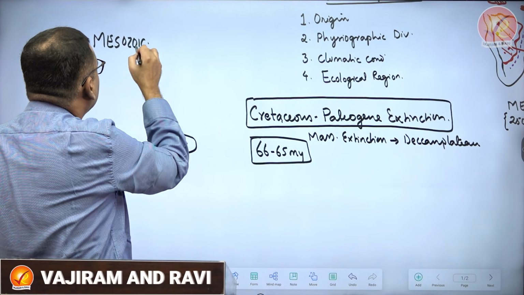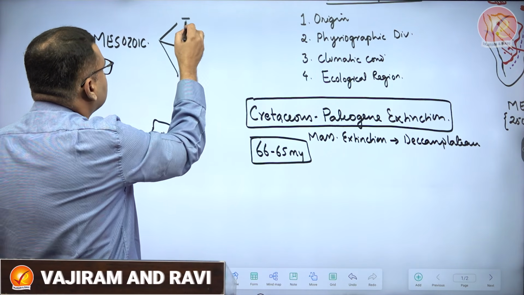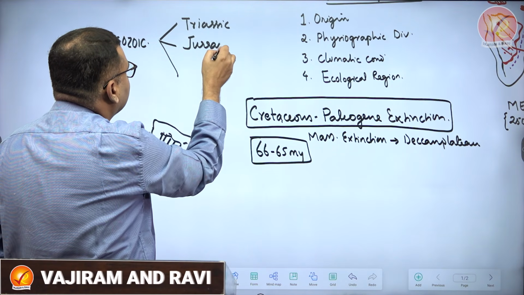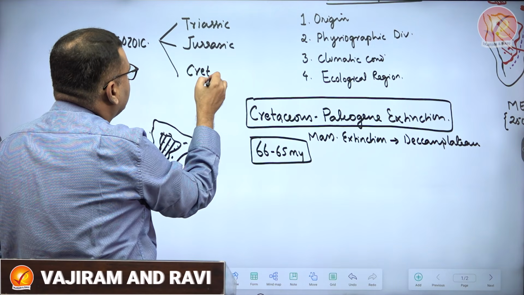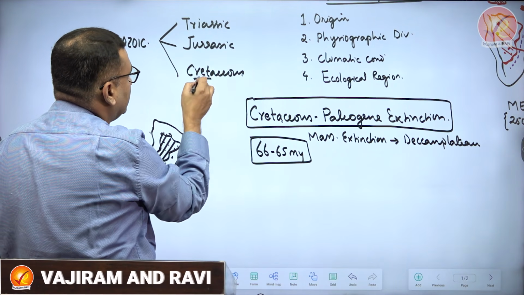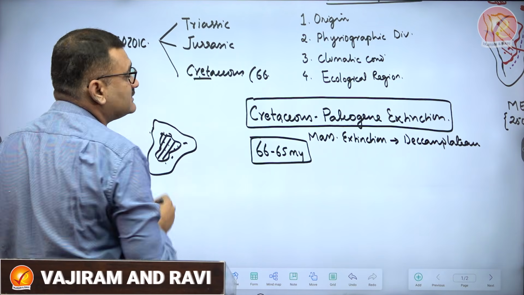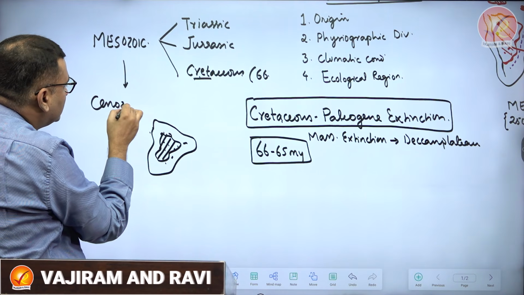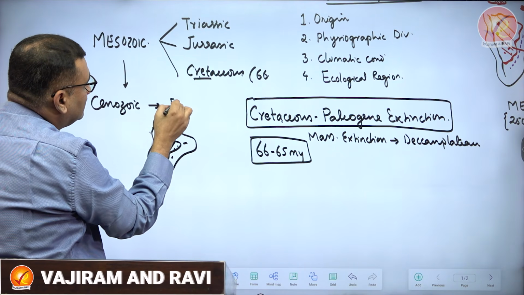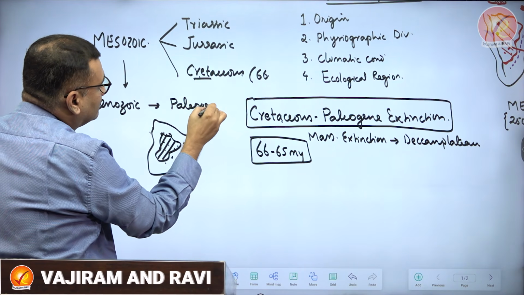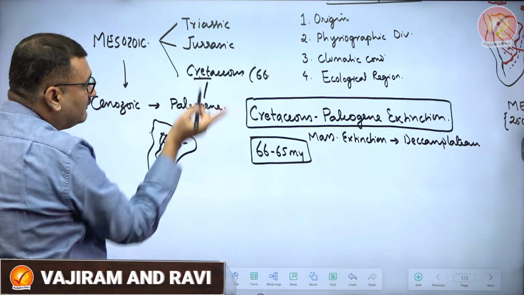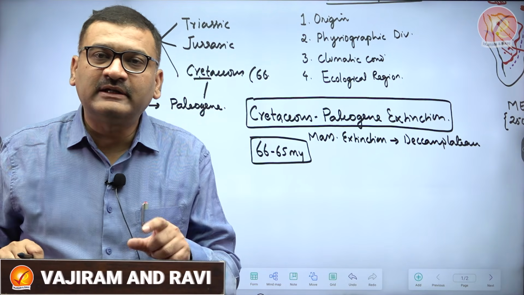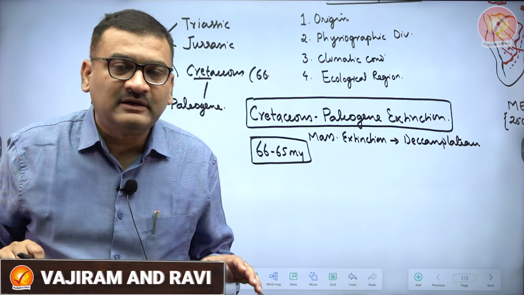Mesozoic is divided into three. This is Triassic, Jurassic and Cretaceous. This is the end. This is 66, ended 66 million years, and after Mesozoic it was Cenozoic, and Cenozoic started with Paleogene, right? So therefore it is known as end of Cretaceous and start of Paleogene. So this is Cretaceous-Paleogene mass extinction.